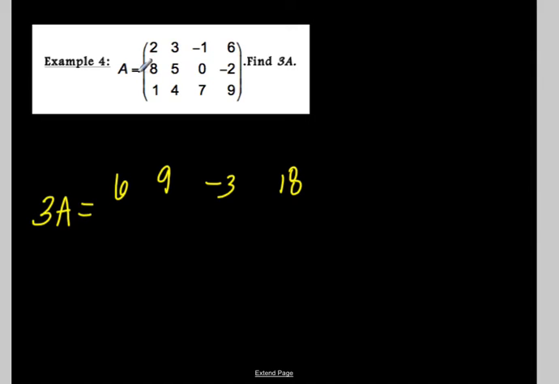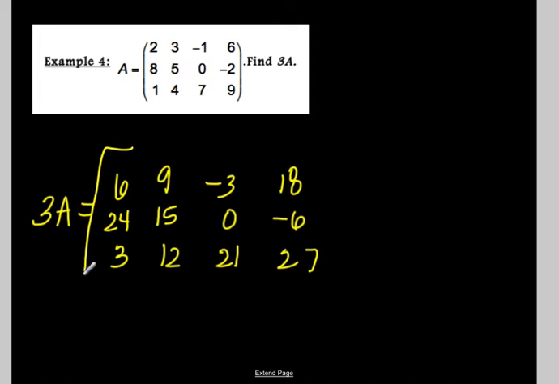Now I take it to my next row, my second row. So 3 times 8 is going to give me 24. 3 times 5 is 15. 3 times 0 is 0. 3 times negative 2 is negative 6. Moving on, I would have 3 times 1 is 3. 3 times 4 is 12. 3 times 7 is 21. And lastly, 3 times 9 is 27. So here is matrix 3a.